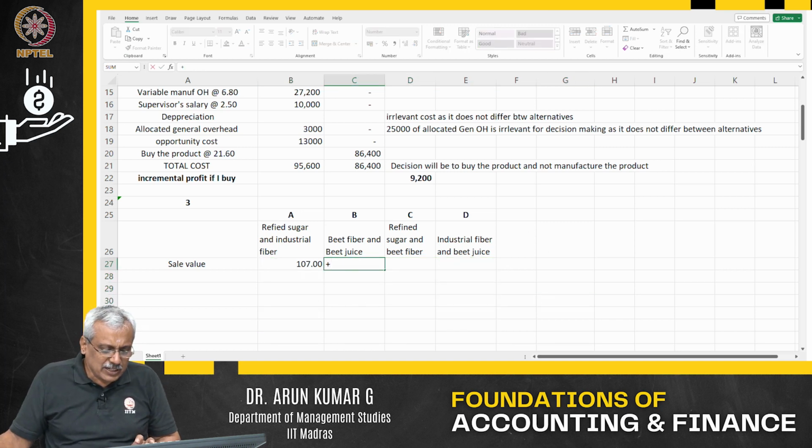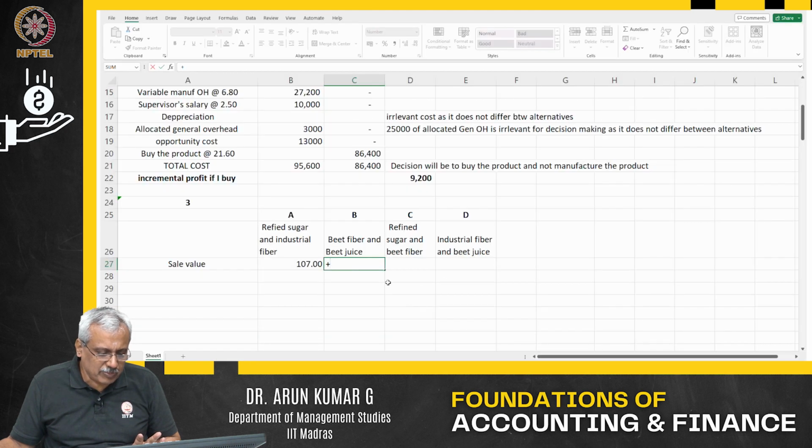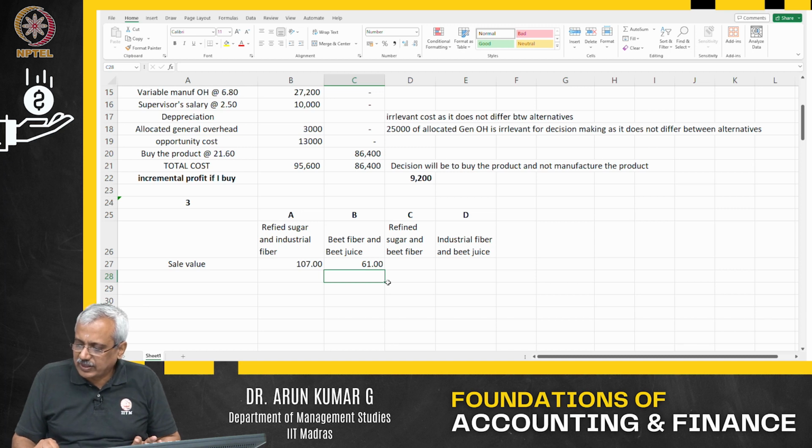If I sell it as beet juice and beet fiber, what is going to be the sale value I am going to get? From a batch of sugar beets costing 51, the intermediate products can be sold: beet fiber at $20 and beet juice at $41. So 20 plus 41 is basically the sale value that I am going to have.